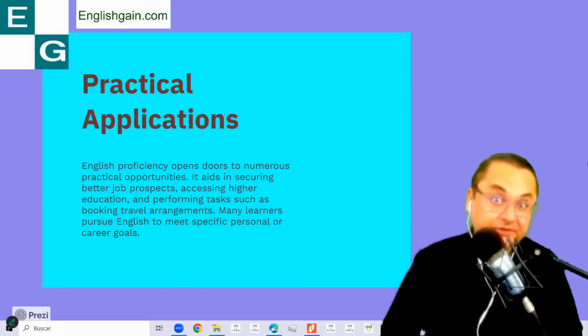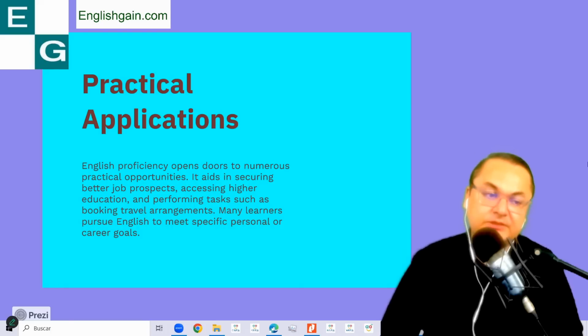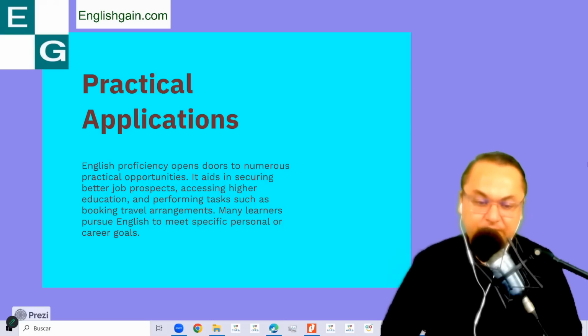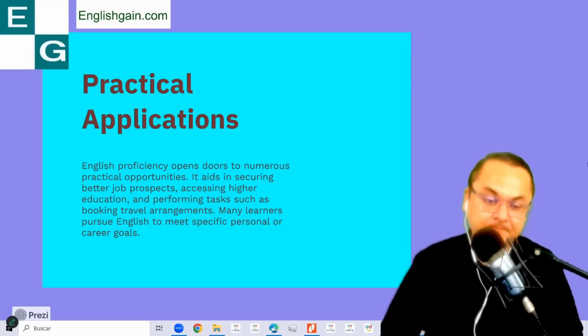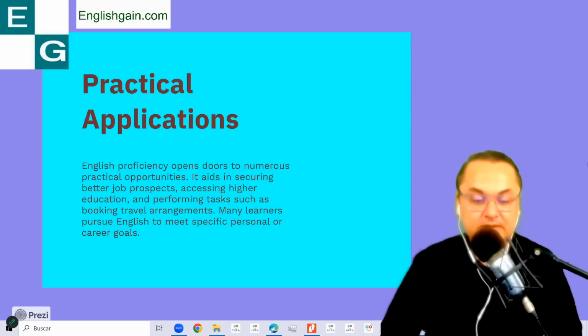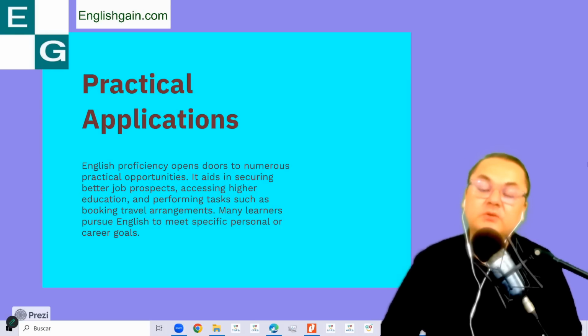Now, as the reasons for learning English, students are going to be motivated because English proficiency opens doors to numerous practical opportunities. It aids in securing better job prospects, accessing higher education, and performing tasks such as booking travel arrangements. Many learners pursue English to meet specific personal or career goals.